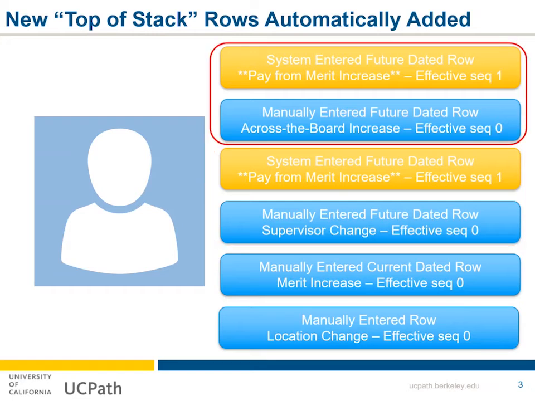Other times, the system-generated row may not account for the needed change. For example, if a pay increase is added and the system-generated row overrides a future dated pay increase, then the employee is not receiving the increase that was intended when the future dated row was entered.